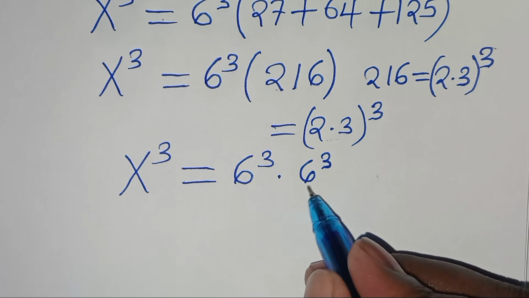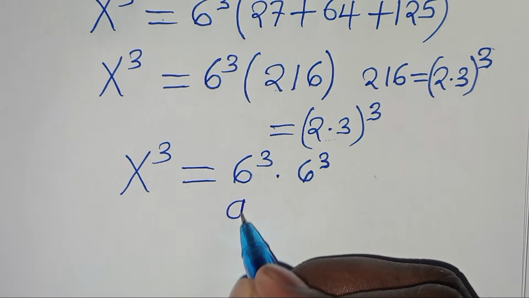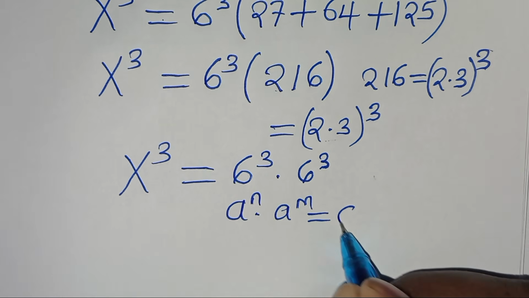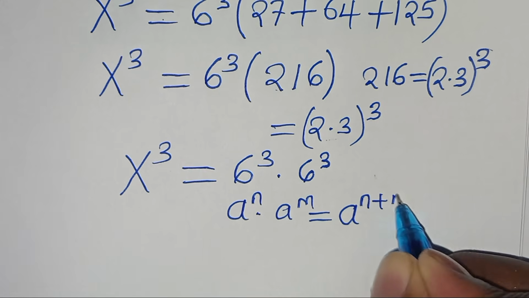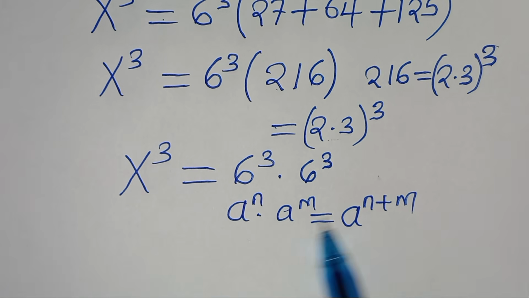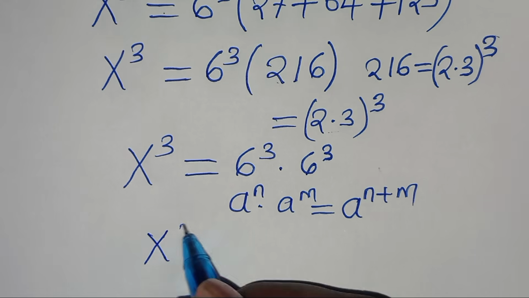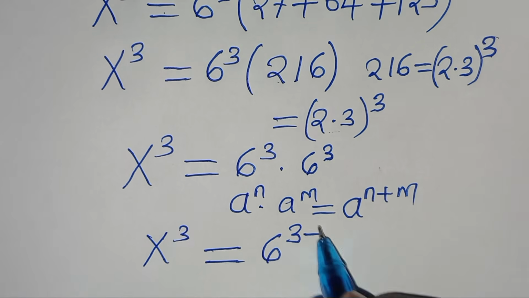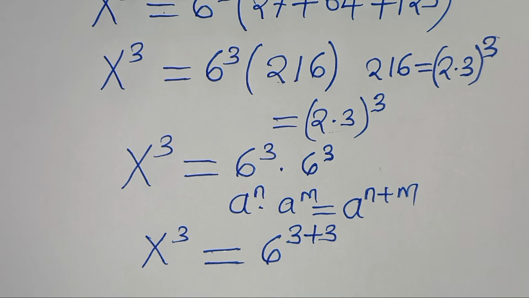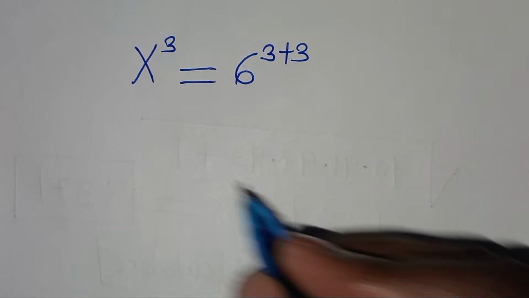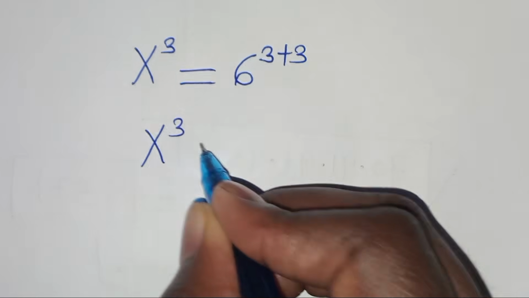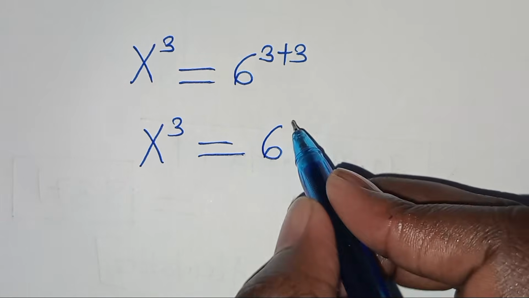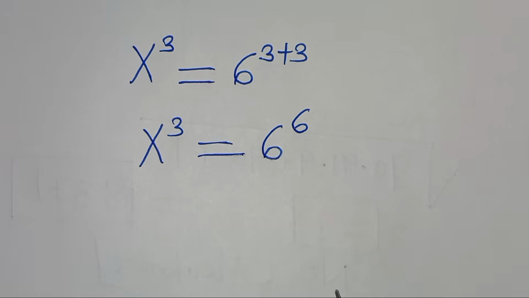6 to the power of 3 times 6 to the power of 3. This is in the form of a to the power of n times a to the power of m, which can be expressed as a to the power of n plus m. Applying this exponent property, we have x to the power of 3 equal to 6 to the power of 3 plus 3. So that now we have x to the power of 3 equal to 6 to the power of 3 plus 3, which is equal to 6.